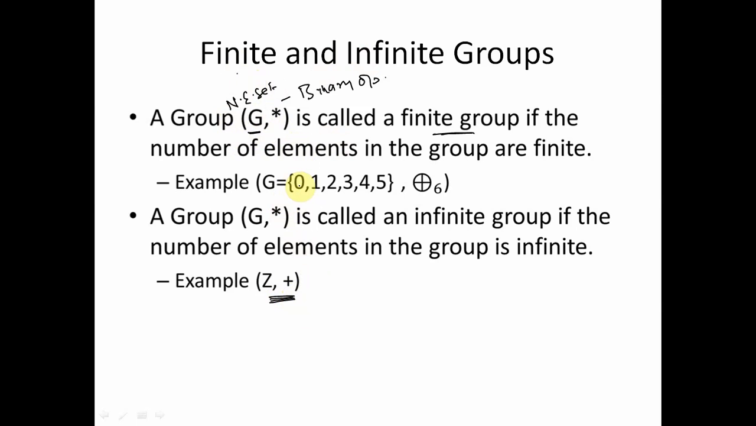The finite group example is 0, 1, 2, 3, 4, 5. These are examples of finite sets. So the group that is defined by this will be a finite group. And Z, the set of integers, R, the set of real numbers, Q, the set of rational numbers, these are all infinite sets. So whenever we are defining a group on these sets, it will be deemed to be an infinite group.